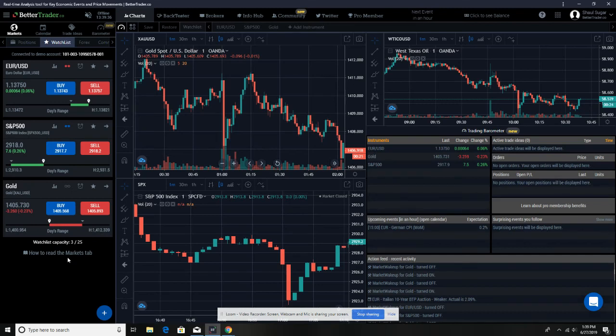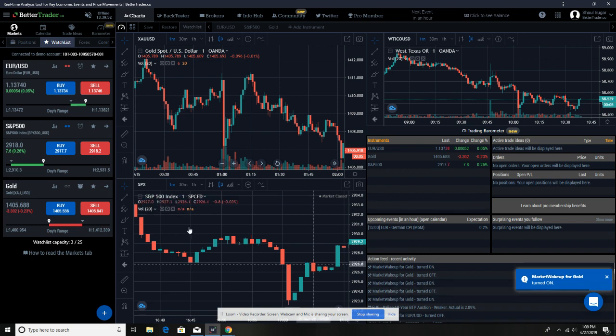I will now explain the market wake up feature. The market wake up feature is located right here. It is the alarm clock icon. So whenever you click on this, it will now give you a wake up every time there's a huge change in the market for gold, because that's the one you chose. You can choose it for anything that you want.